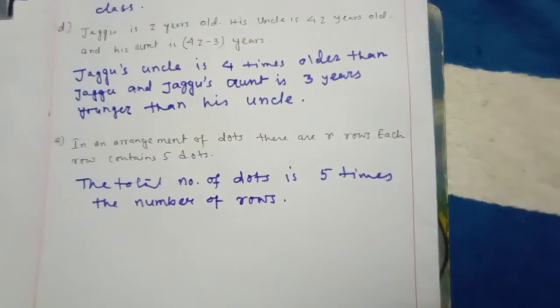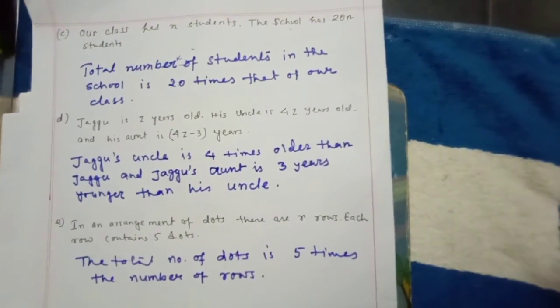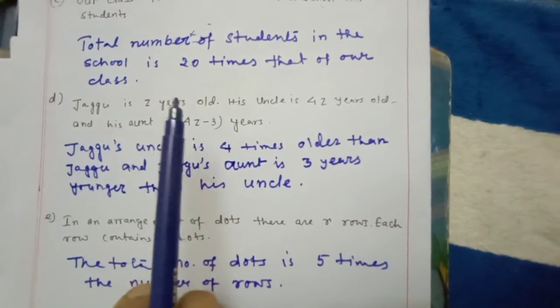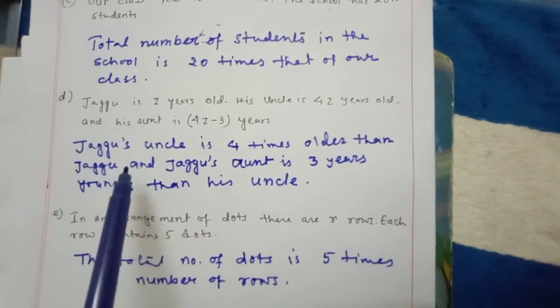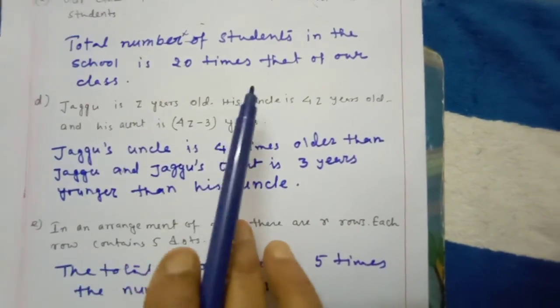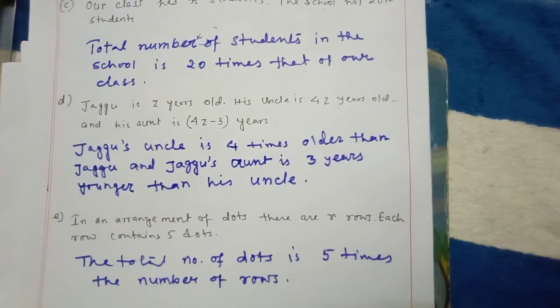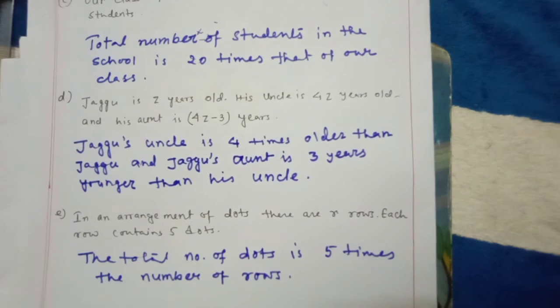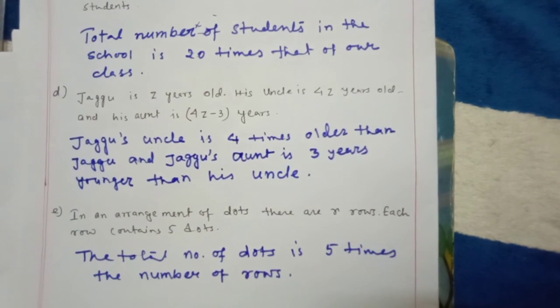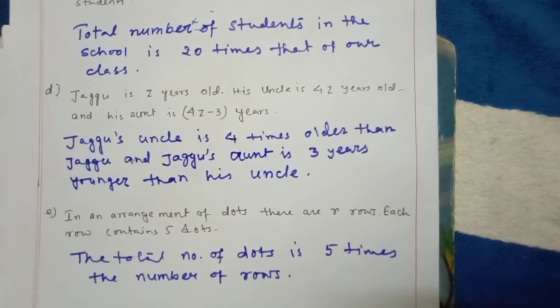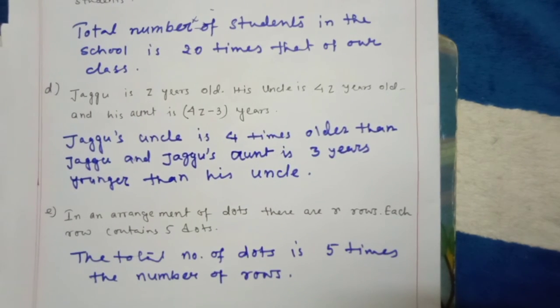Understood? In this way you have to write the statement in ordinary language from the given statement. Here it is given in a mathematical way, you have to make the statement only. So I hope from question number 1 D and E, and question number 2 will be easy for you.